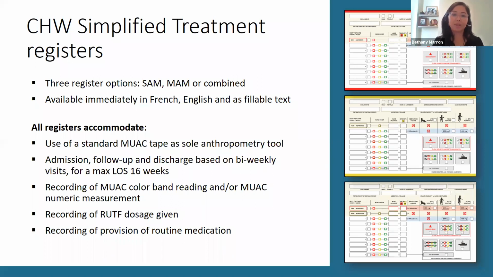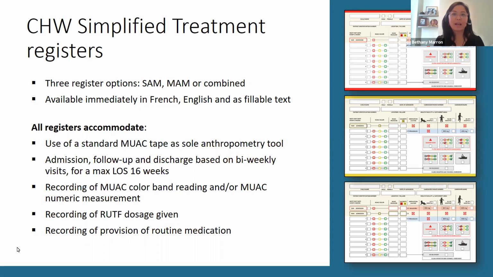We developed 3 because we developed 1 SAM-only register, which allows admission and follow-up for children who are admitted as SAM. We have a MAM register, which allows admission and follow-up for children who are admitted as MAM. And then we have a combined register, which can be used to admit either SAM or MAM children.